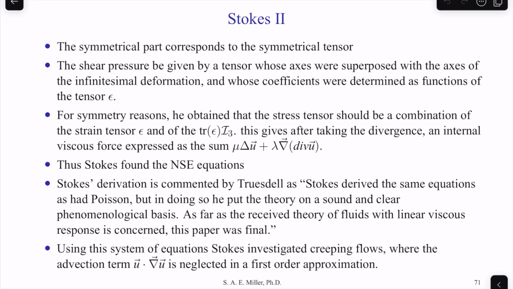Stokes' derivation is commented on by Truesdell: Stokes derived the same equations as Poisson, but in doing so put the theory on a sound and clear basis. As far as the theory of fluids with linear viscous responses is concerned, this was the final paper. Stokes investigated creeping flows, where the nonlinear term in the Navier-Stokes equations, u dot nabla u, is neglected. And in particular, he looked at pendulum flows for the purposes of more accurately predicting time.